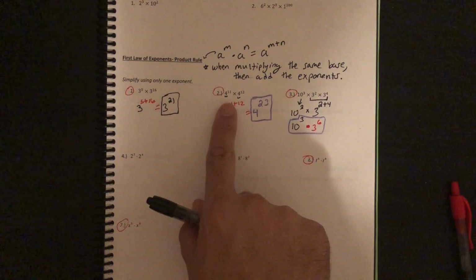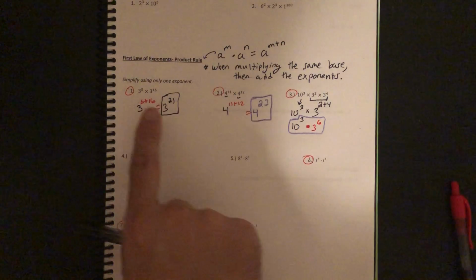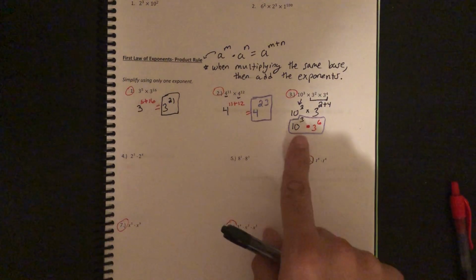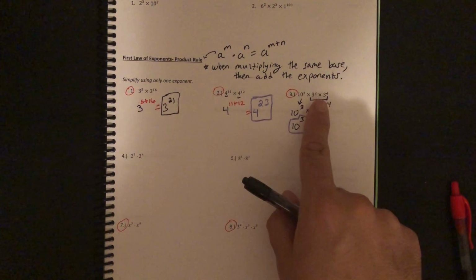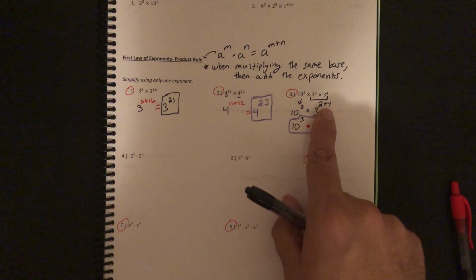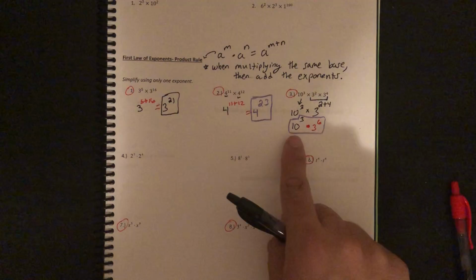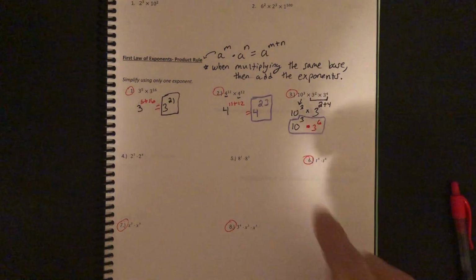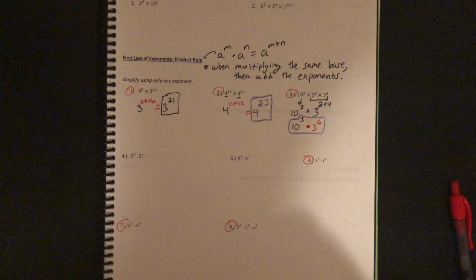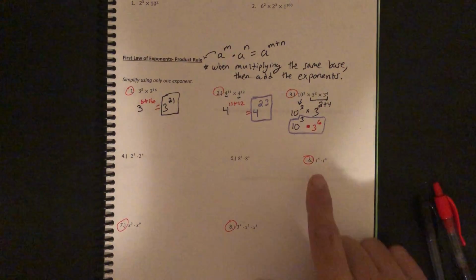You see back over here in problem number 2, my same base was 4. Over here, my base was 3. But over here, the only time I had the same base was right here. That's why I was able to add those two exponents. But with the 10, I can't do anything with it. So this is the most simplified form I can do, okay? Let's move on to number 6.